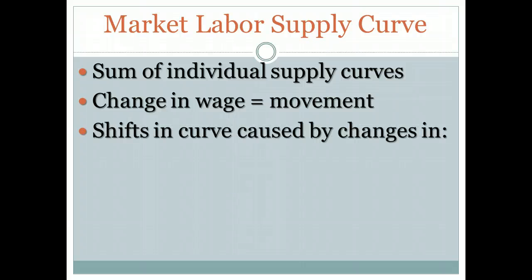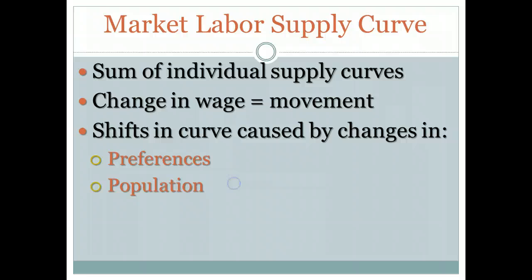Things might cause the supply curve to shift, however, and those kinds of changes are things like a change in preferences. For example, if society says it's okay now for women to work like it did in World War II, we're going to see lots of women enter the workforce where they weren't in it before, and the supply of labor, the total number of people willing to work at a certain wage, increases.